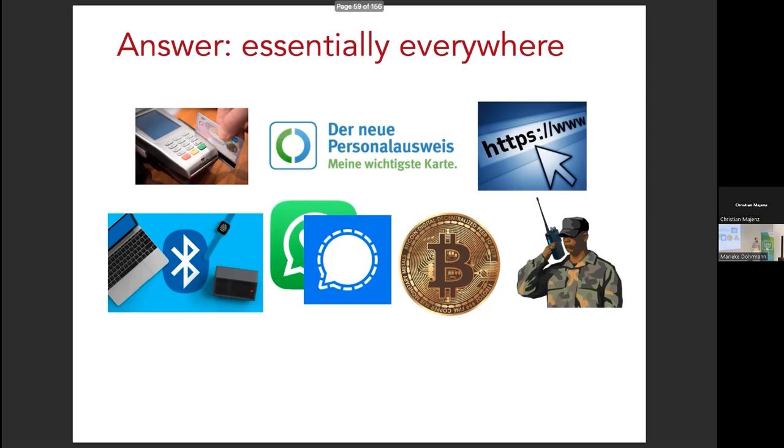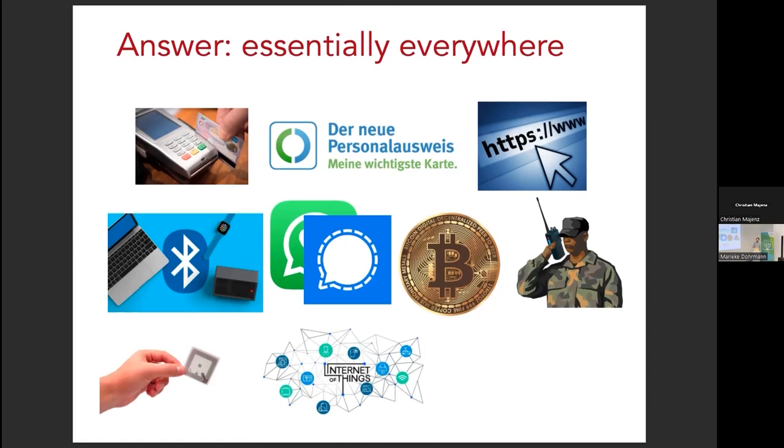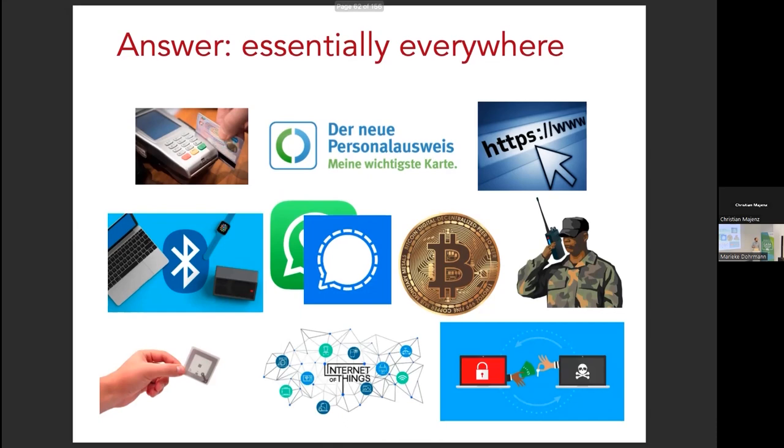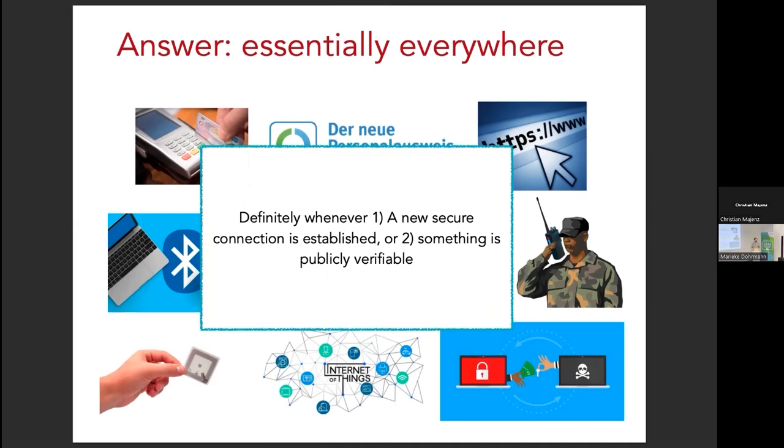Military communication, I guess, RFID, the Internet of Things, and then also the one technology where we might be happy if the cryptographic algorithms could be broken, and that's ransomware. Now, these are a lot of applications, and basically what one can say is the rule of thumb, of course, is that whenever a new secure connection is established or something is publicly verifiable, then probably some quantum-broken scheme is used.